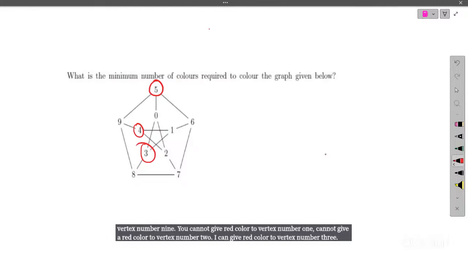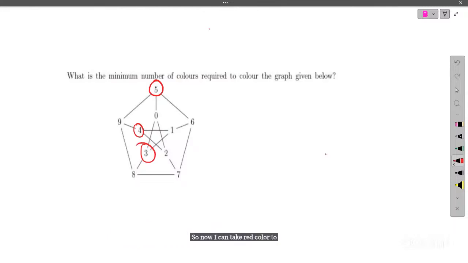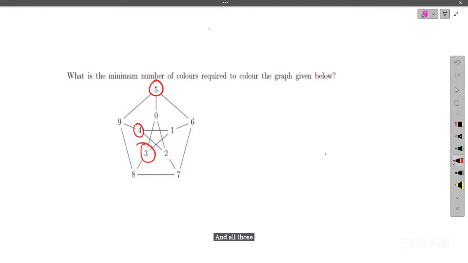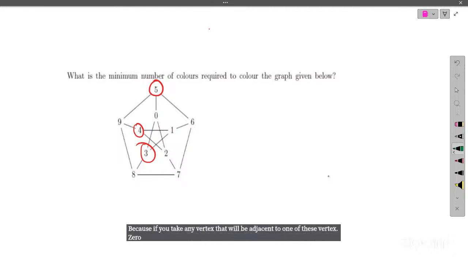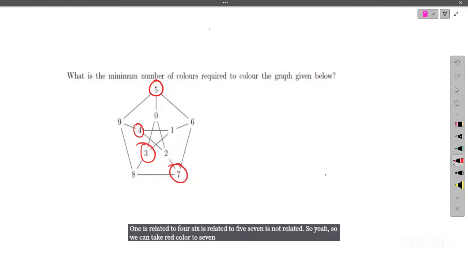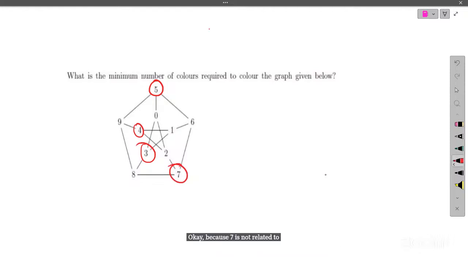Okay, so now I can give red color to vertex number 3, but if I do, I cannot give it to vertex number 8, I cannot give it to vertex number 7, and all those vertices. Now any other vertex cannot be colored red, because any vertex will be adjacent to one of these vertices. 0 is related to 5 and 3. 1 is related to 4, 6 is related to 5. 7 is not related. So yes, we can give red color to 7 too, because 7 is not related to 3, 4, or 5.